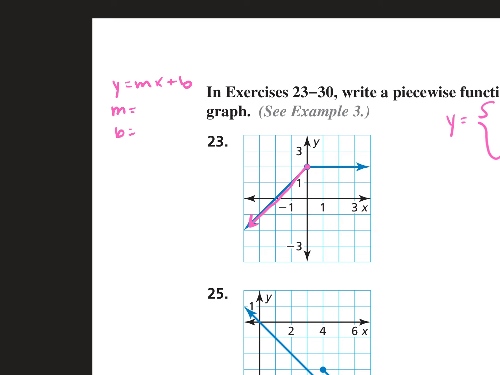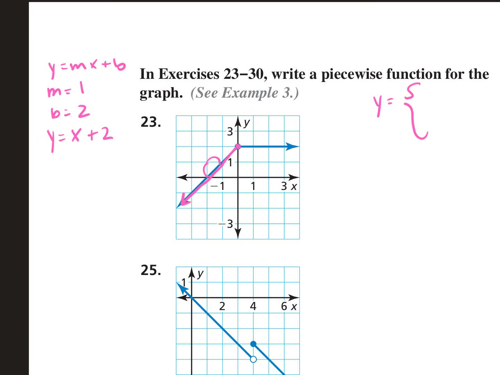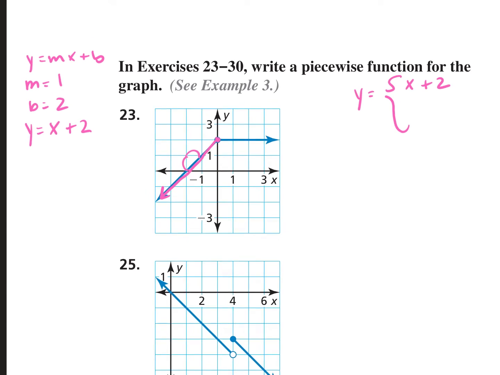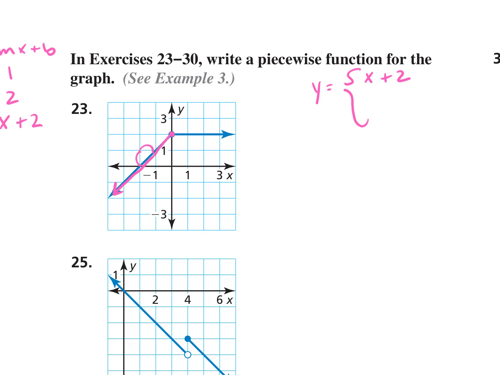What would my slope be here? 1, perfect. We go up 1 to the right 1. So my slope is 1. What is my b? 2. So I plug that in, I would have y equals what? Awesome, x plus 2. Because if it's 1x, we don't write the 1 because it's already implied that the coefficient in front of the x is 1. So it would just be x plus 2. Now we also have to write our restriction. So where does this graph stop? What x value?